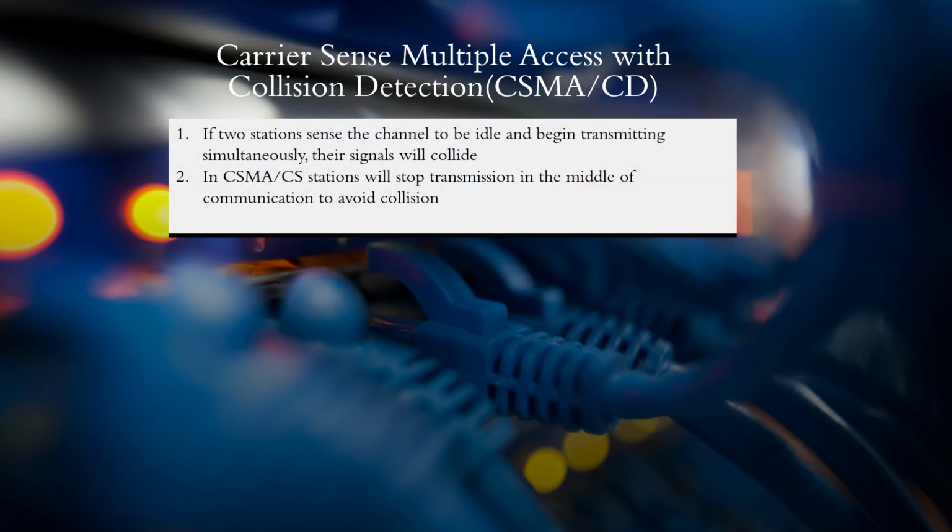In CSMA, if two stations sense the channel to be free and start transmitting at the same time, their signals will collide. Another improvement is for the stations to quickly detect the collision and then stop transmitting in the middle of a transmission. This method saves time and bandwidth. It is called Carrier Sense Multiple Access with Collision Detection, which is mostly used in wired LANs such as Ethernet.